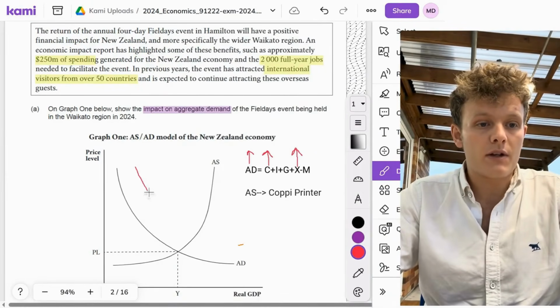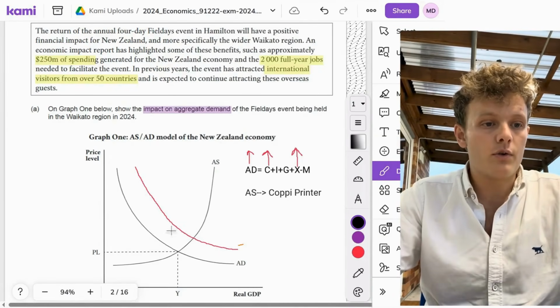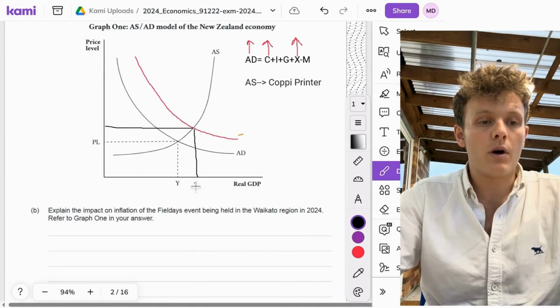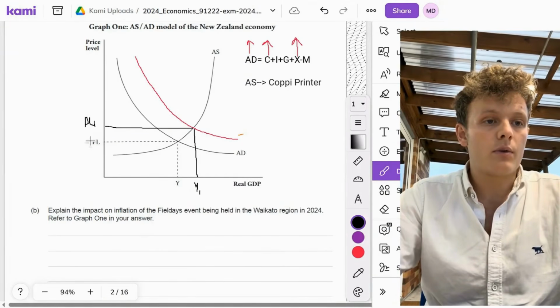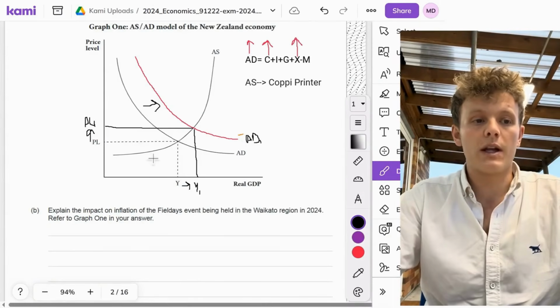So we're going to shift our AD curve out like this, and we're going to enter a new price level. And of course, you'll do dotted lines and a new Y. So we're going to go Y1 and PL1. And we're going to draw arrows up and an arrow across. And then an arrow showing the shift here. So there's an increase in AD to the right. And then we're going to label that as well, of course, AD1. Perfect. So that's question 1A.